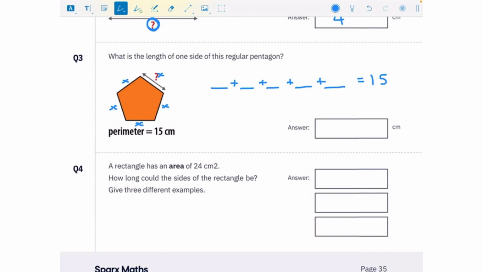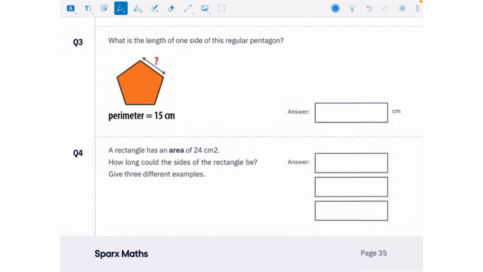So we know they're all the same, so we could just do 15 divided by 5. And that is 3, and that makes sense. 3, add 3, add 3, add 3, add 3 is 15. So each side is 3, and that gives a perimeter of 15.